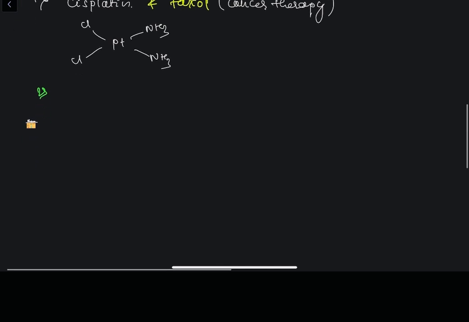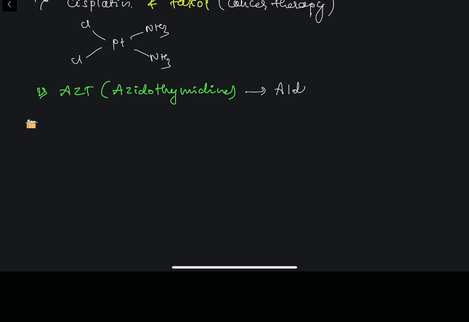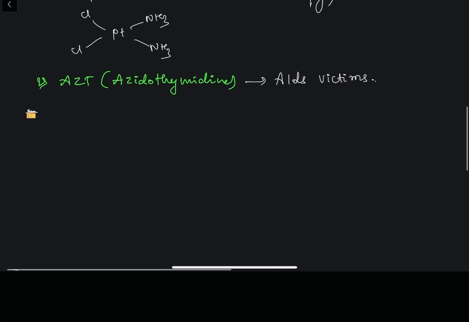Second one, we call it AZT. It means azidothymidine. This is also a drug which is used for helping AIDS victims. So it is better to remember these things. AIDS victims. These are the importance of chemicals.